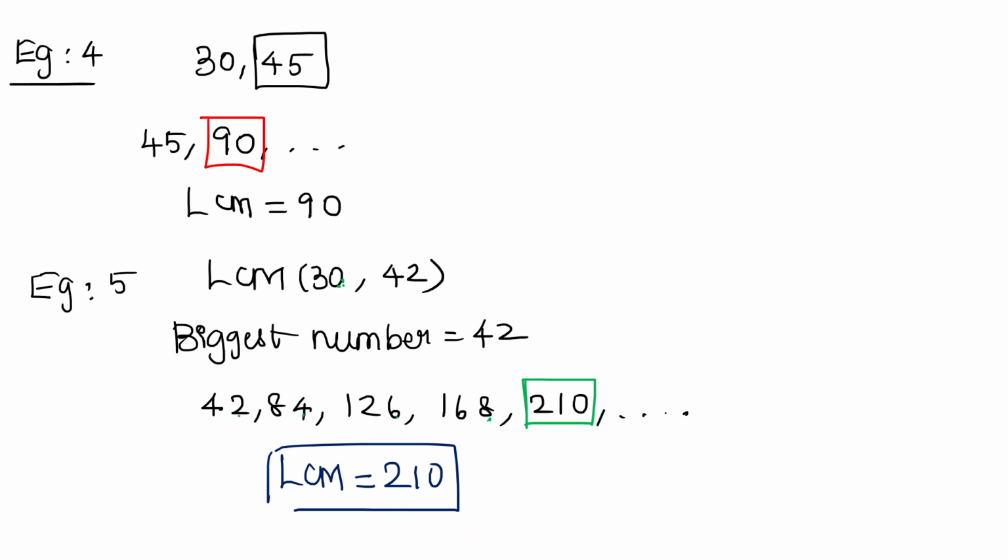You may wonder how I am telling directly that 84 is not divisible by 30. 30 is a combination of the 3 table and the 10 table. The divisibility rule of 3 is that the sum of the digits must be divisible by 3, and for 10 the number should end with 0. For example, for 84 the sum of the digits is 8 plus 4, 12, but it is not ending with 0. Therefore these numbers are not divisible by 30. Now 210 is divisible by 30, so the LCM is equal to 210.